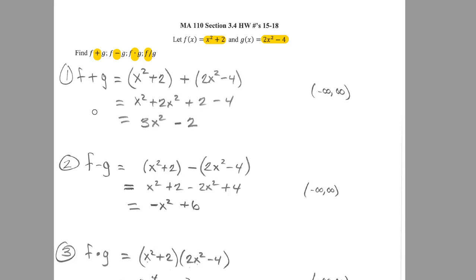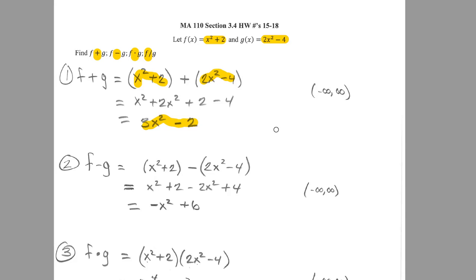First, for f plus g, I write x squared plus 2 because that's f. Plus, that's this plus. And then g, 2x squared minus 4. And once again, I write f inside parentheses, and I write g inside parentheses. Then I simplify. X squared plus 2x squared, 2 plus negative 4. So x squared plus 2x squared is 3x squared minus 2. So f plus g is 3x squared minus 2.